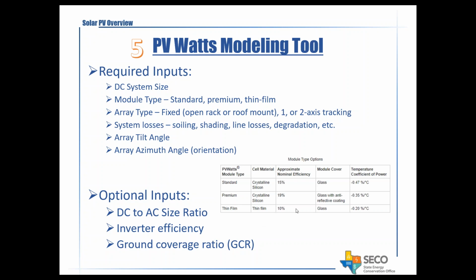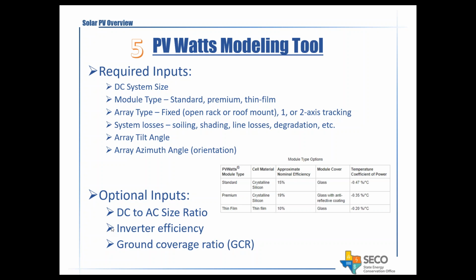What we have over here, this table, shows you the nominal efficiencies of the different PV module or panel types, the different glass or cover types, as well as the temperature coefficient of power. These things are already specified in the calculator. You just use a drop-down menu and select what type you're going to use, and then all of these specifications are calculated already for you, so you don't have to do any of that.